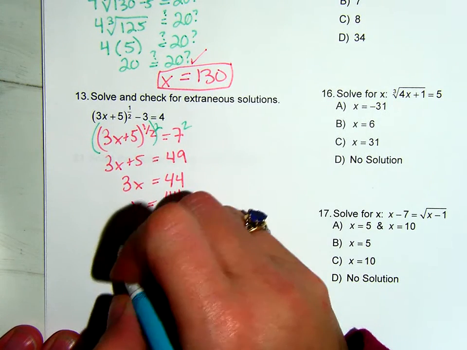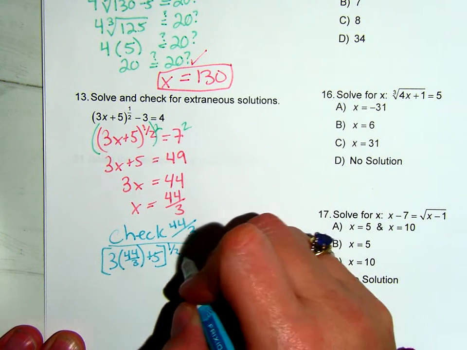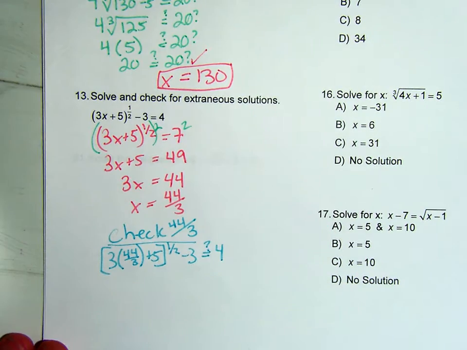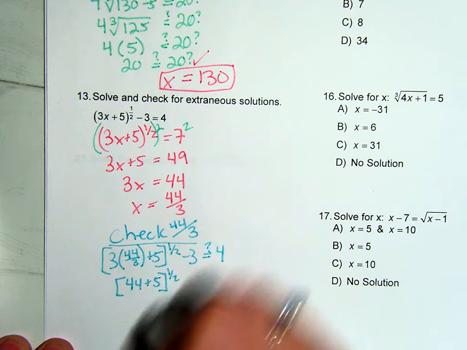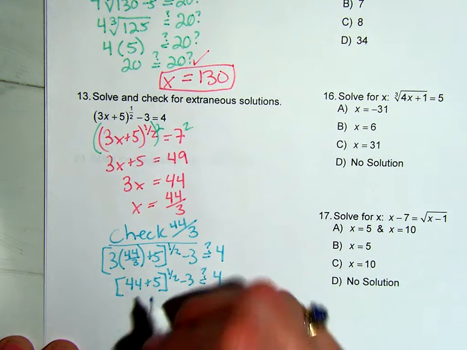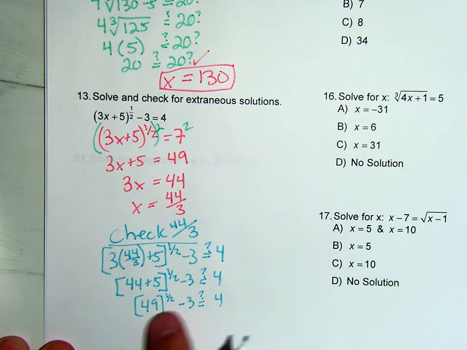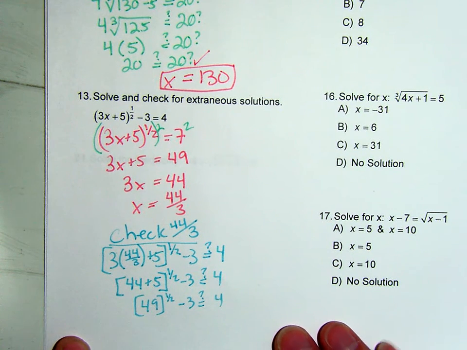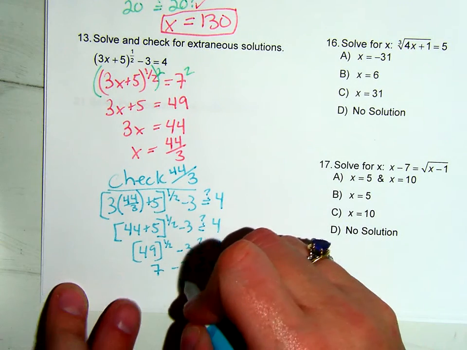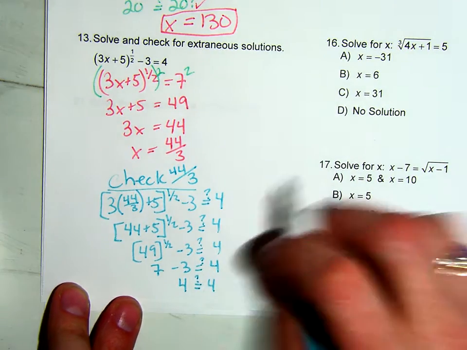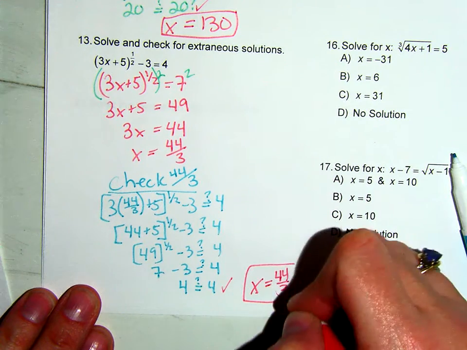So, 3 times 44/3 plus 5, all of that to the 1/2 minus 3, does that equal 4? 3 times 44/3 is 44. 44 plus 5 is 49. 49 to the 1/2 is really the square root of 49, which is 7. 7 minus 3 is 4. Does 4 equal 4? And yes, it does. So our answer of x equals 44/3 is correct.